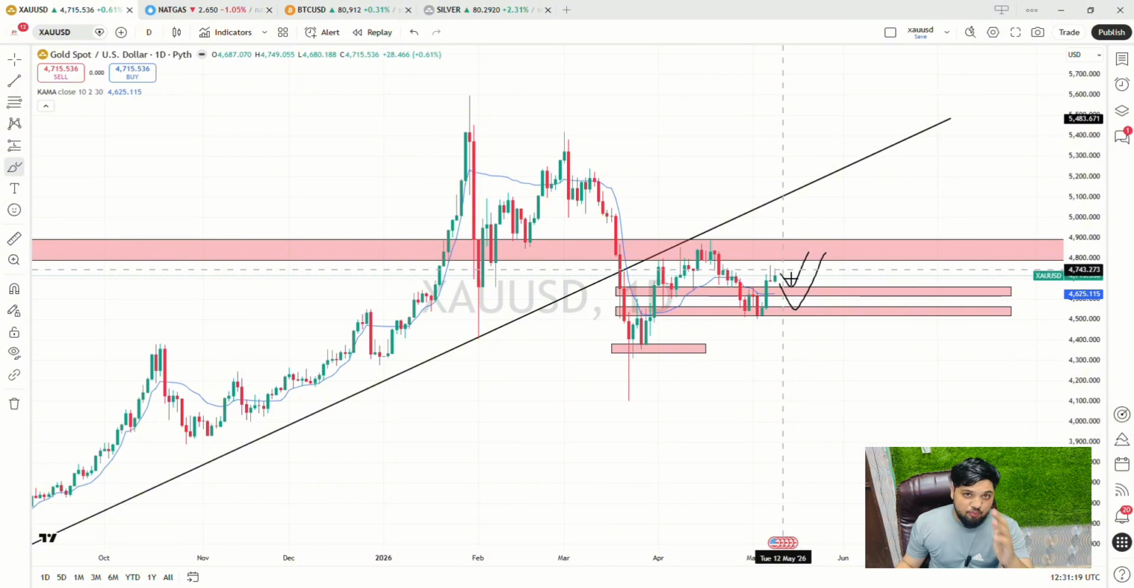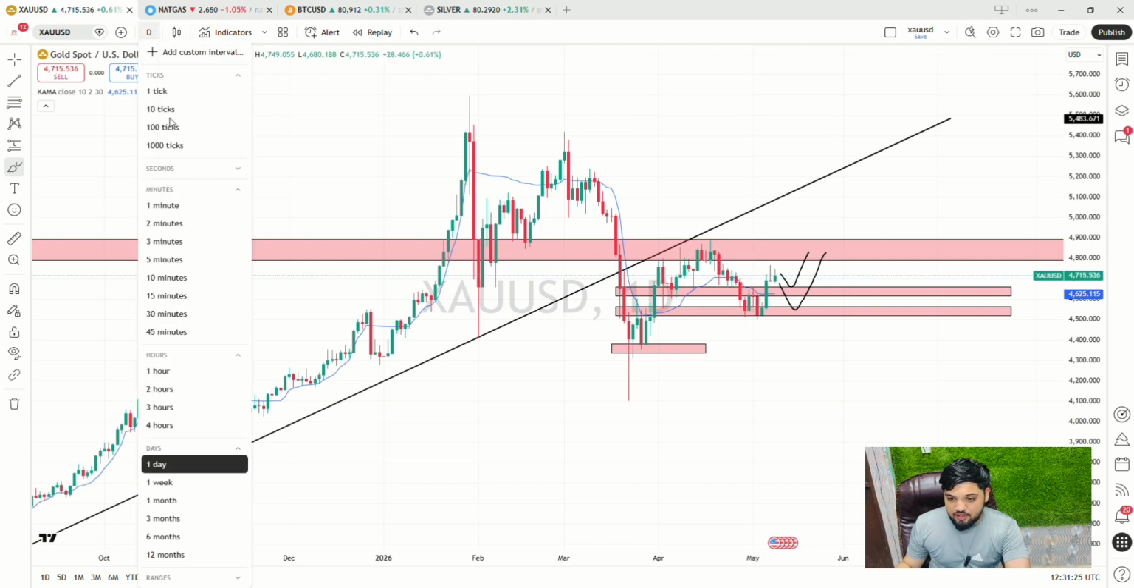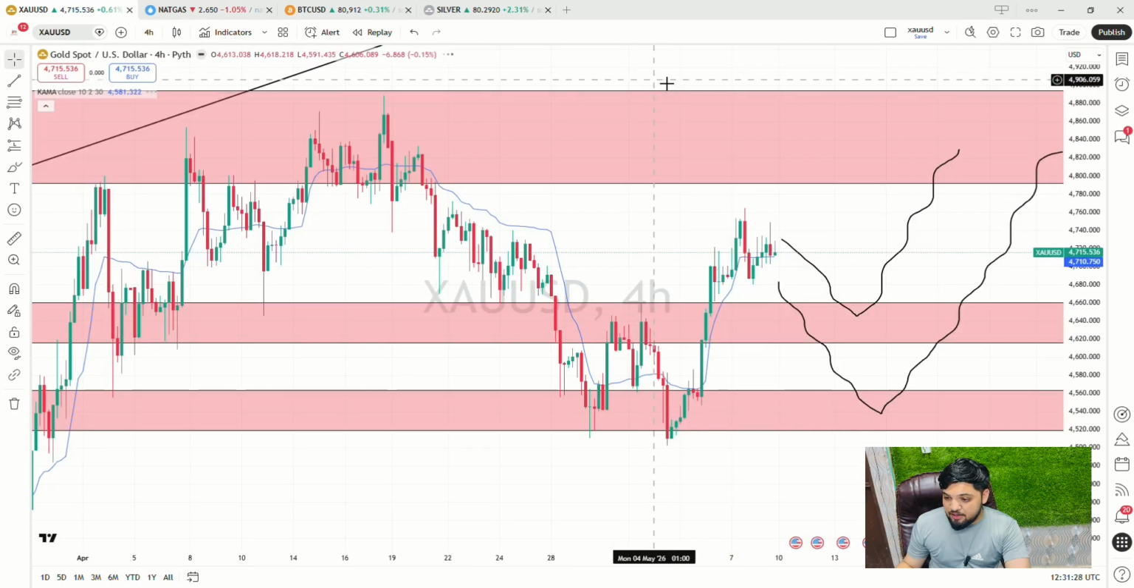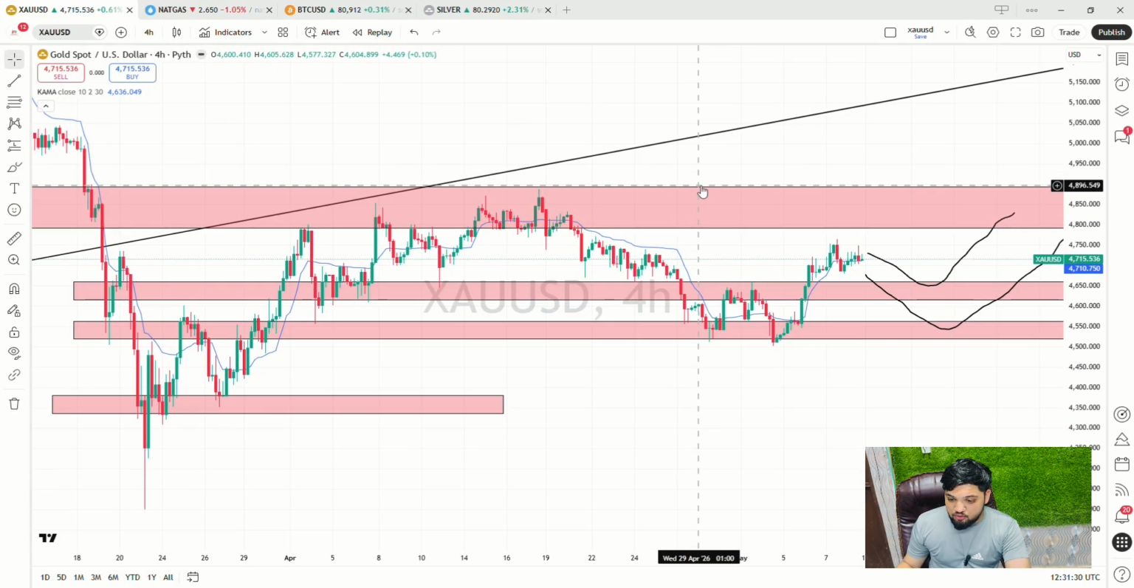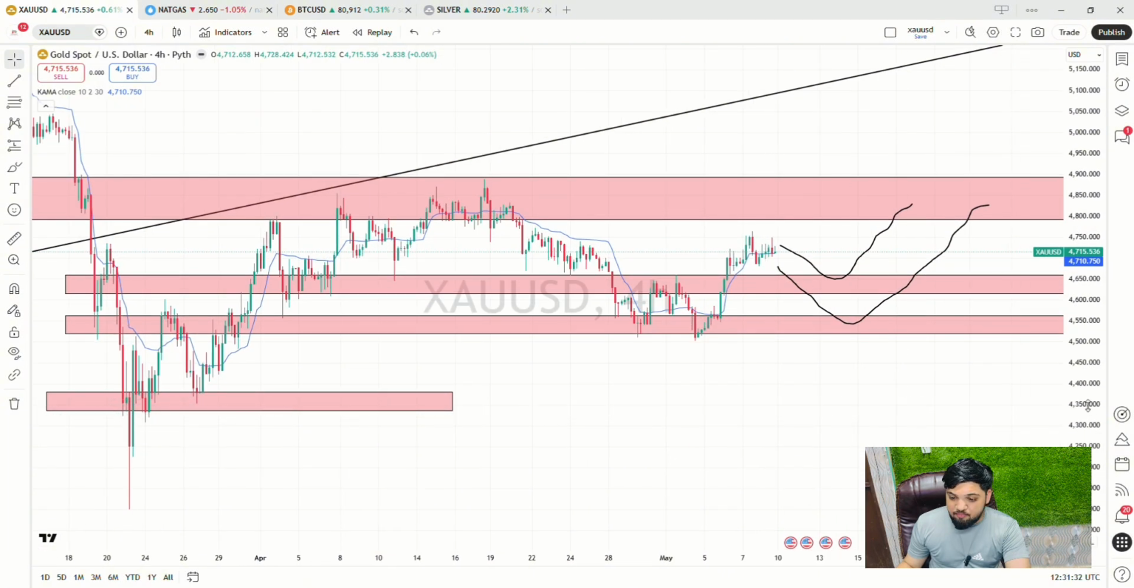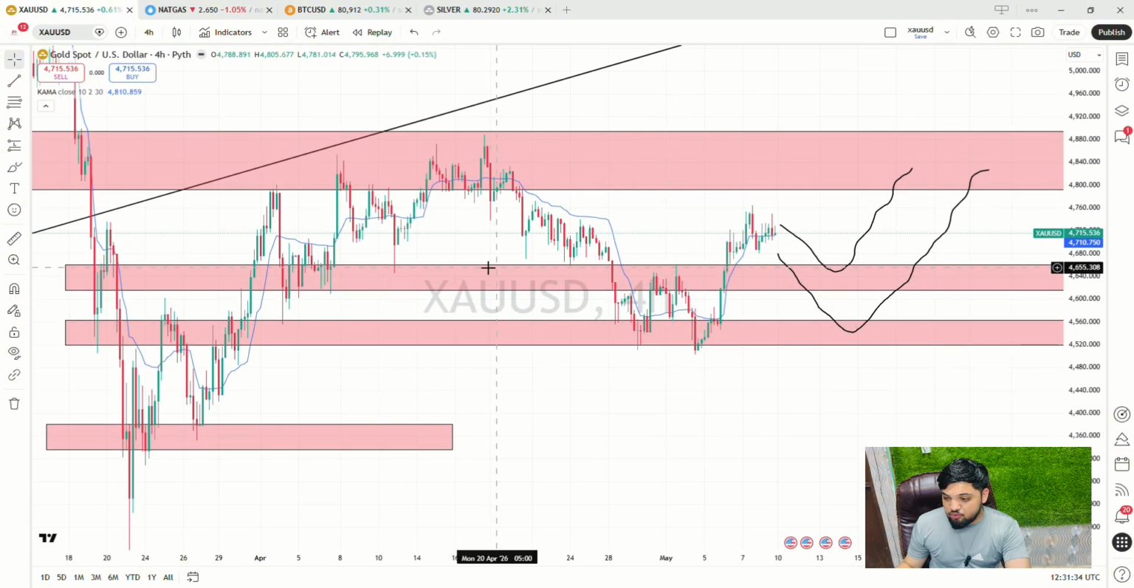So now you have to buy the market from every low. Okay, so this is the day one. Let's move to H4 so we can find many other minute and small details. As you can see, the market two times gave a buy move from this red zone. So yeah, definitely this zone is very important.